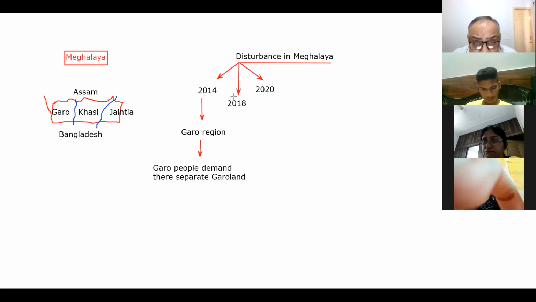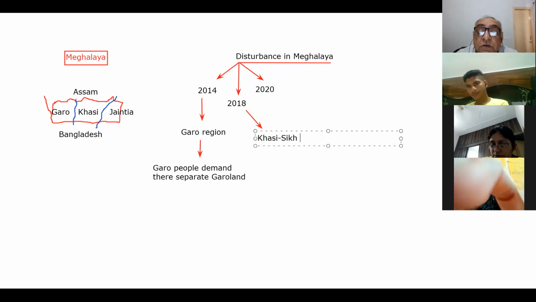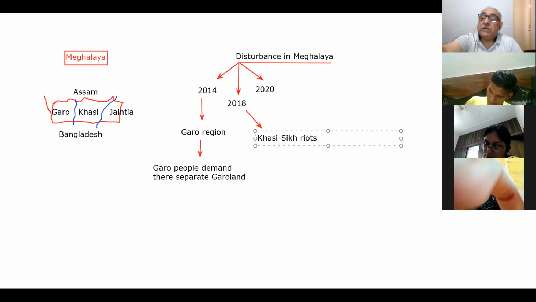So in this backdrop, in 2018, Khasi-Sikh riots took place in Meghalaya, right? The sentiment behind the riots was not only the particular thing that triggered the violence on that particular day. The sentiment behind that was that those people are not happy with the outsiders who are living in their state. They think that they are possessing their land, right?